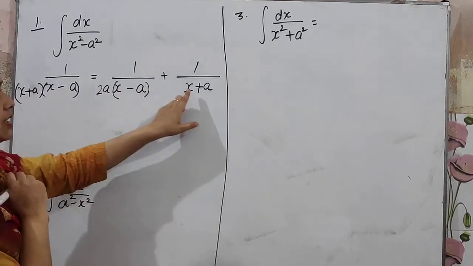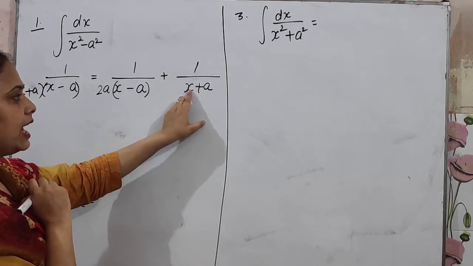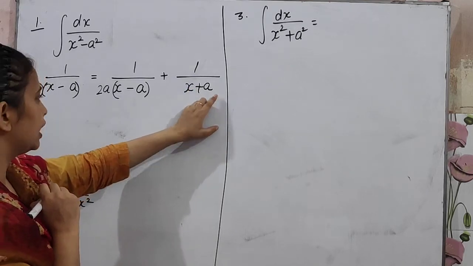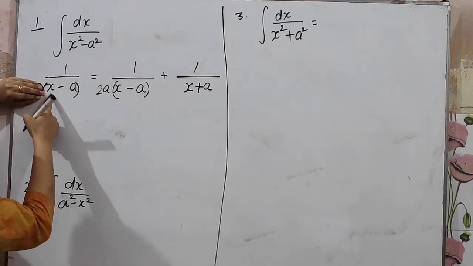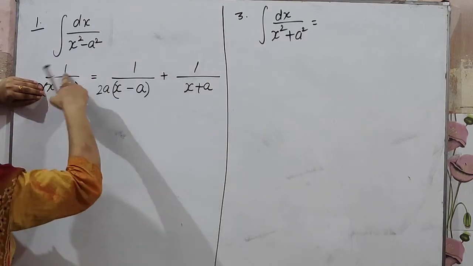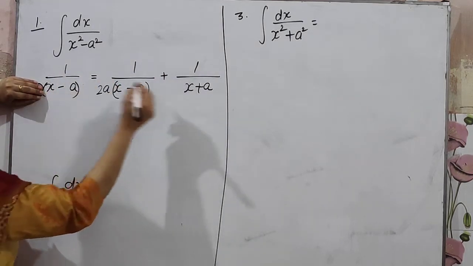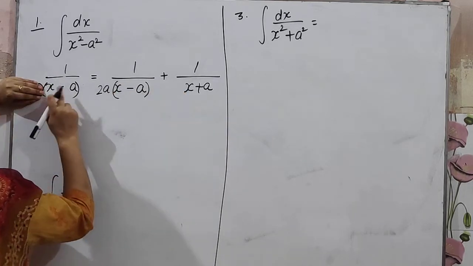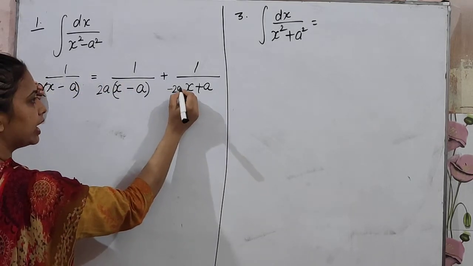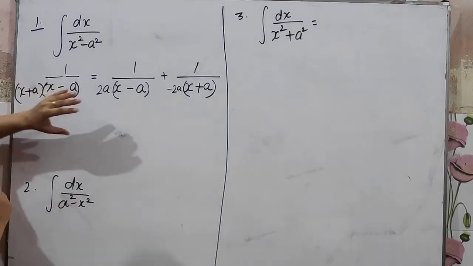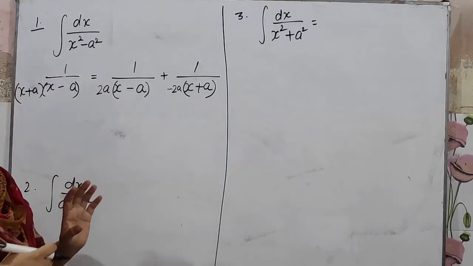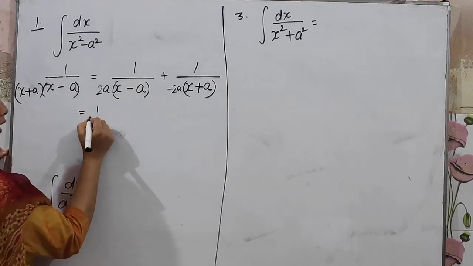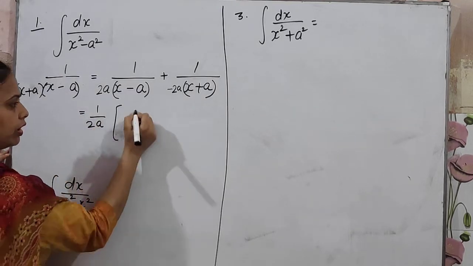Right? This function will become 0 when x equal to minus a. It means leave this factor, put x equal to minus a, 1 as it is, x will be replaced by minus a. So minus a minus a, minus 2a. This is the shortcut. How can we separate these two factors, right?